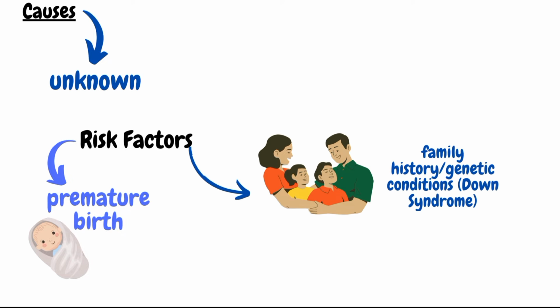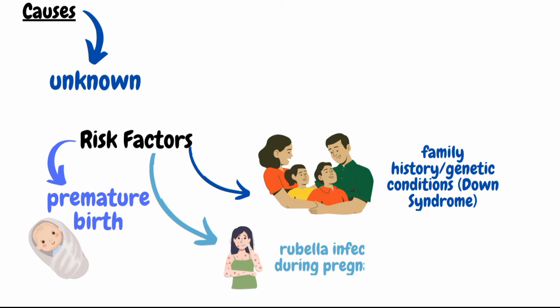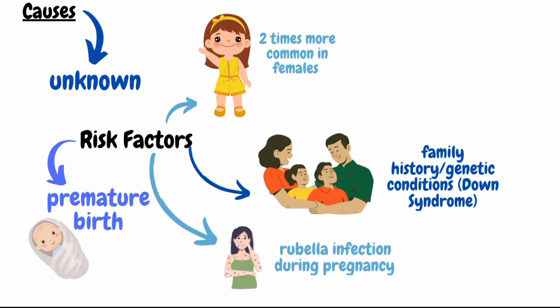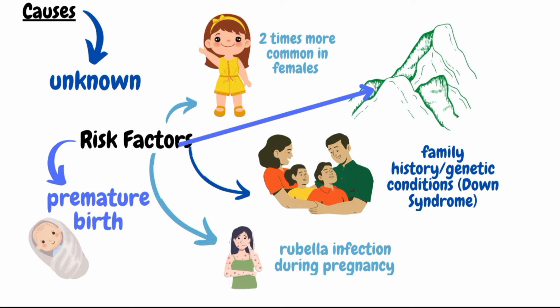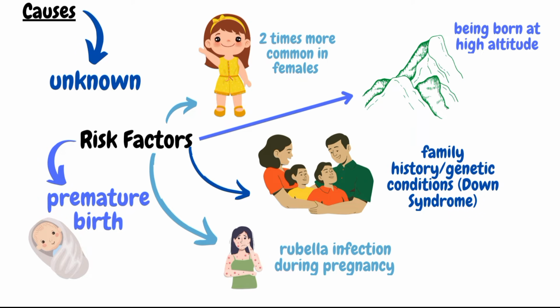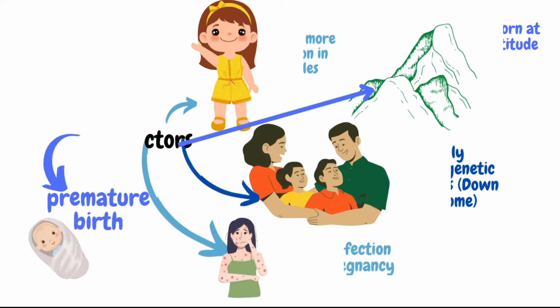The cause in most congenital heart defects is unknown. However, there are some factors that increase the chances of PDA. These include premature birth. About 1 in every 5 premature infants has PDA. Family history and genetic conditions like Down syndrome, and rubella infection during pregnancy. Female gender. It is twice as common in females than in males. Being born at a high altitude. It occurs due to hypoxemia-induced failure of normal neonatal processes.